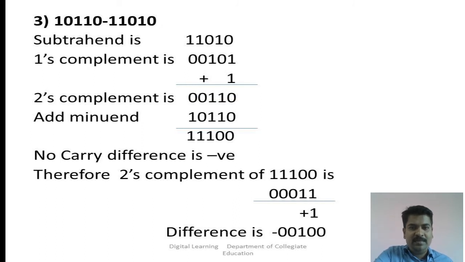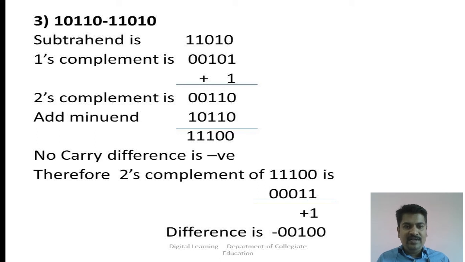I hope this problem will have a carry 0. Now we'll do this. Again, we'll start with the same procedure. Take the subtrahend and do the one's complement of the subtrahend. So here the subtrahend is 11010. Now I did the one's complement. I mean to say each bit is complemented. For 1 I have written 0, for 0 I have written 1. So that is the one's complement.